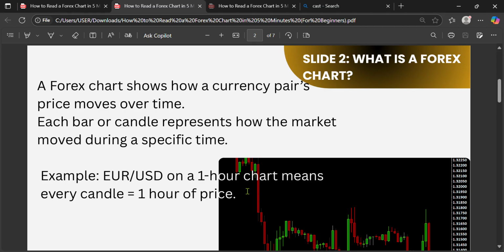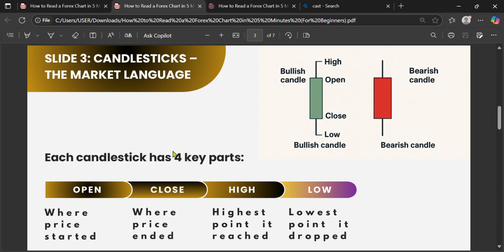So a forex chart shows you how a currency pair moves over a particular period of time, which is the time frame that you are using. It represents how the market moves during a specific time. Now let's go to the candlestick, which is the market language.